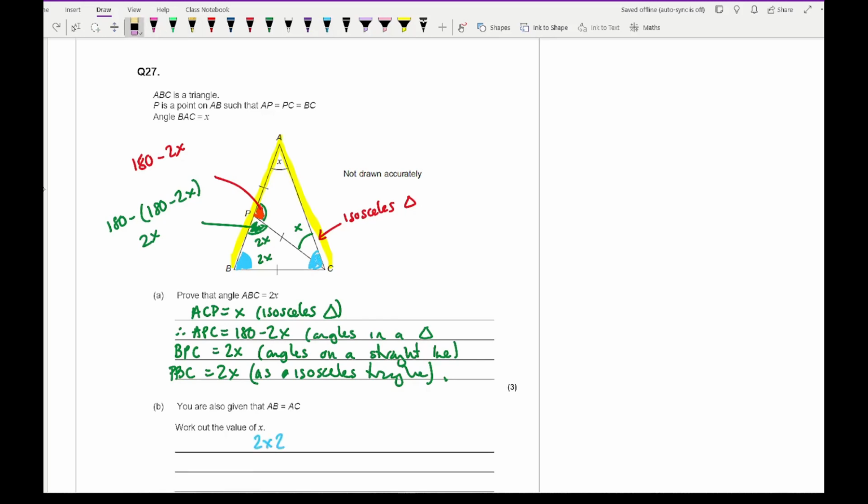So I've got 2x plus 2x plus 2x plus x equals 180. So I've got 5x equals 180. And if I do 180 divided by 5, I get an answer of 36 degrees. So x equals 36 degrees. And that concludes the end of this revision video.